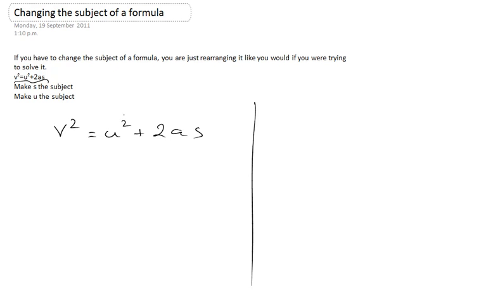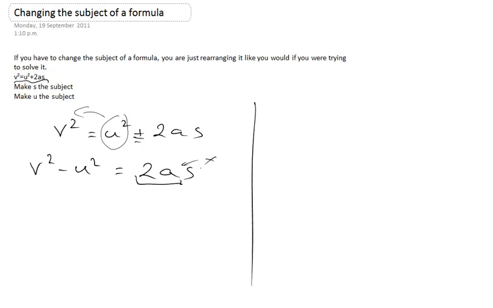So if I move a U squared across the equals, because it's a plus U squared, when I move it over it's going to become a minus U squared, and I've still got 2AS on my right hand side. Now when I look at that, I want to move the 2A because they're still attached to the S, and what's between those is a multiply.